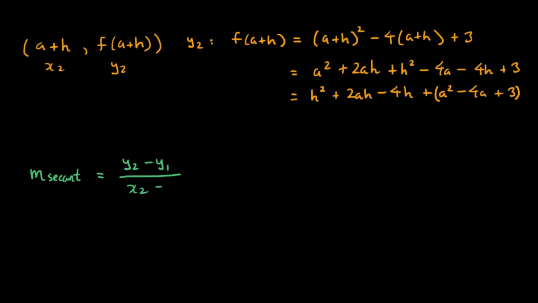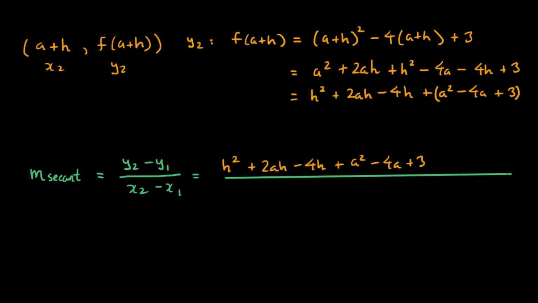But we're just subtracting our 2 y's and our 2 x's. I'll try to color code this. So our second y value, of course, is that 6-term beast in front of us there. So h squared plus 2ah minus 4h, and then plus a squared minus 4a plus 3. And we got a lot of stuff to subtract there, so we'll go straight across with that. And then on the bottom, we have an a plus h. Remember, this is not necessary. We know we should have h on the bottom, but just in case you've forgotten.